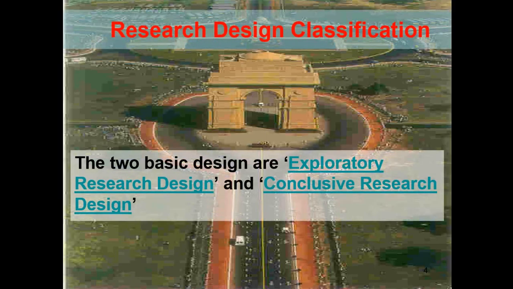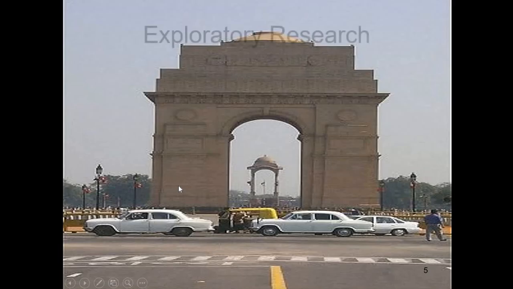Now, basically, we can divide our entire research design into two groups. One is exploratory research design, and another is conclusive research design. So let us look into both of them one by one. First, exploratory research design.